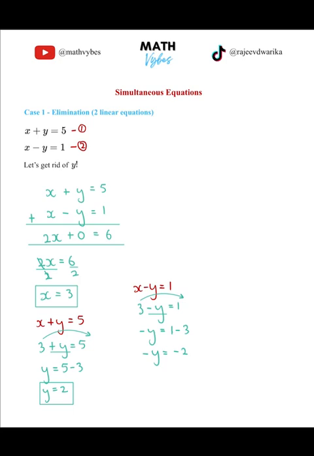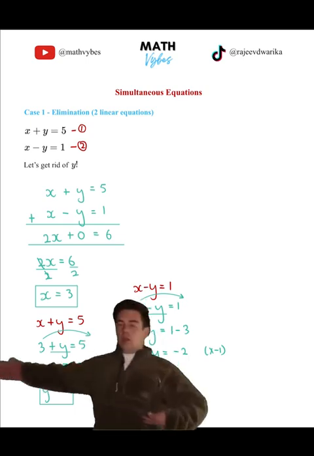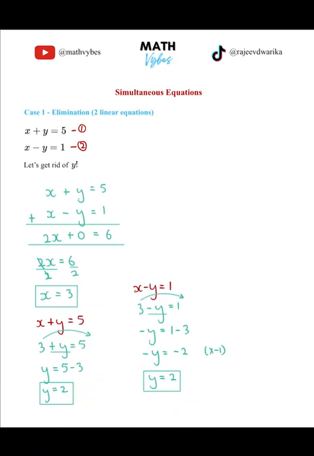But I don't want to find for negative y, I want to find for positive y. So all I have to do is multiply both sides by negative 1. Negative y by negative 1 is positive 1y, which is just y, and negative 2 by negative 1 is just 2. So no matter how you do it, you'll get the same answer. Let's go. And this answer is 3, 2.